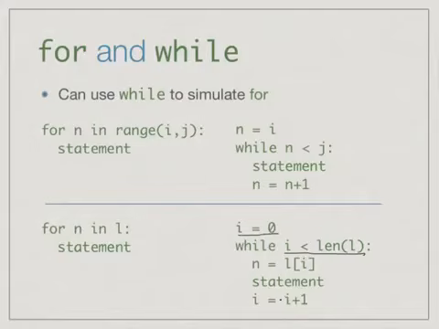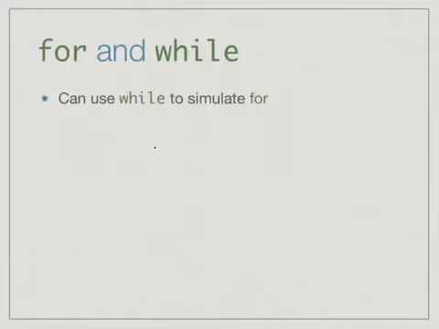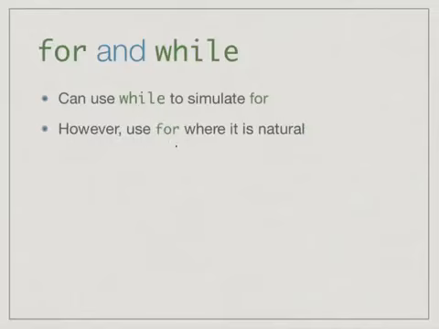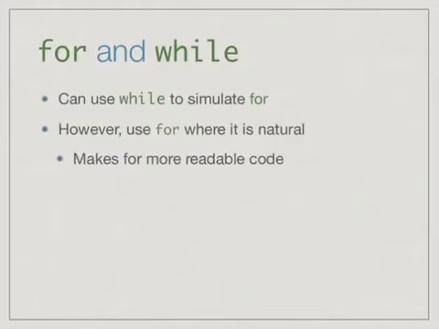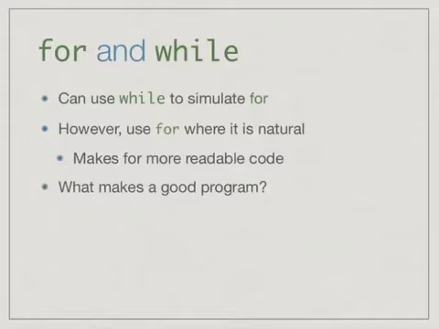So both forms of the for can be written as while, but notice that the right hand side is significantly more ugly and complicated than the left hand side. So while we can use the while statement to simulate the for statement, it is much nicer to use the for where it is natural, where we know in advance what exactly we are repeating over. So this makes for more readable code, and in general, more readable code makes for a better program.